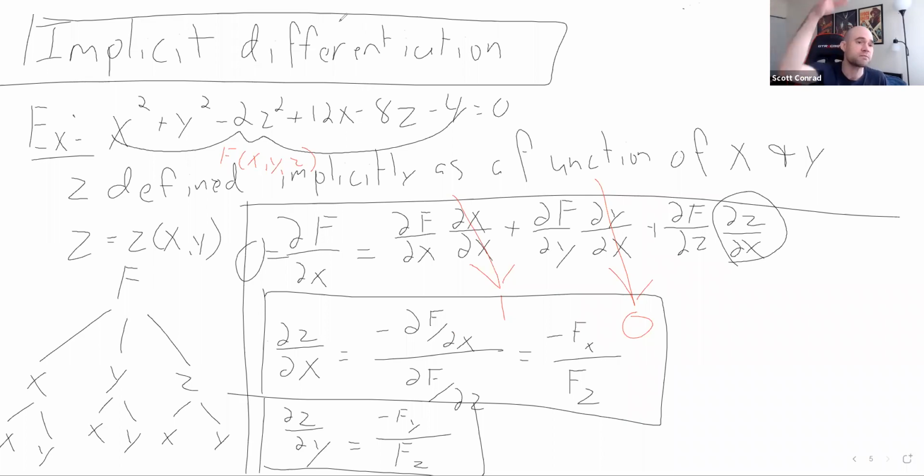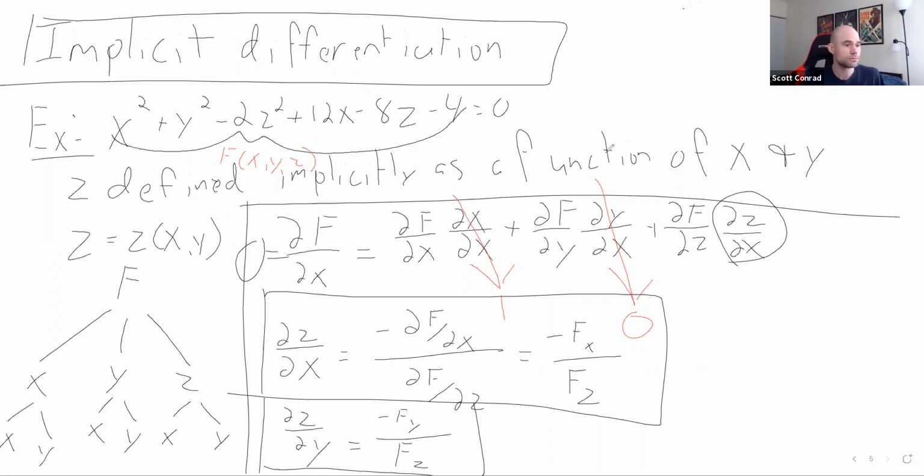So for dz dx, we have z on top, x on bottom. So you negate it and you flip it. So negative f sub x over f sub z. Now you have x on top, z on bottom. And then same for dz dy. You flip the y and z, and then you negate: negative f sub y over f sub z. And those are really, really quick to calculate, much quicker than doing the usual method for implicit differentiation.